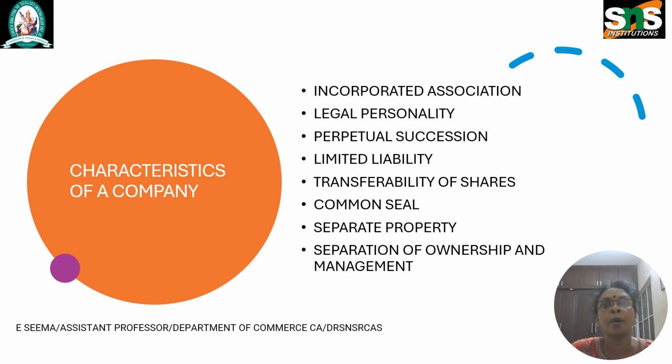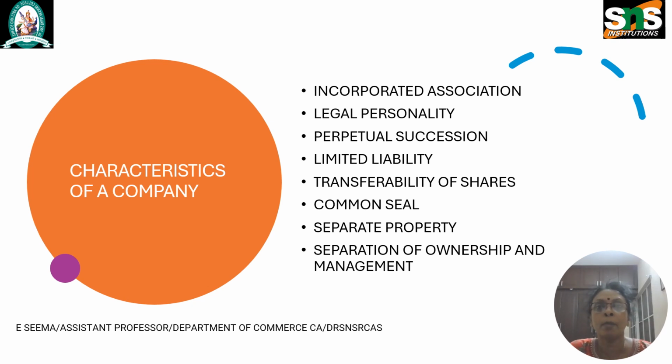Next one is transferability of shares. That is, in the case of a public company, the shares are freely transferable. The consent of the company is not required for the transfer of shares by any member. No shareholder is permanently attached to the company. In the case of a private company, the articles restrict free transferability of shares by the members.